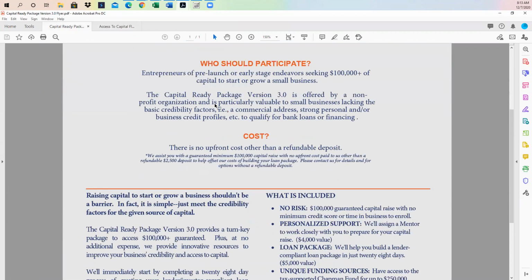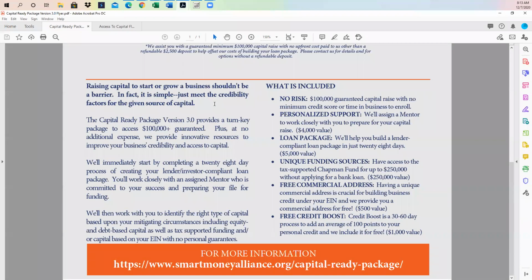We said, you know what? If you want to go ahead and submit the deposit up front and go through the Capital Ready 3.0, we'll incentivize you to do that by giving you a free commercial address if you want it. If you don't need it, don't want it, you don't have to use it. And then the free credit boost.